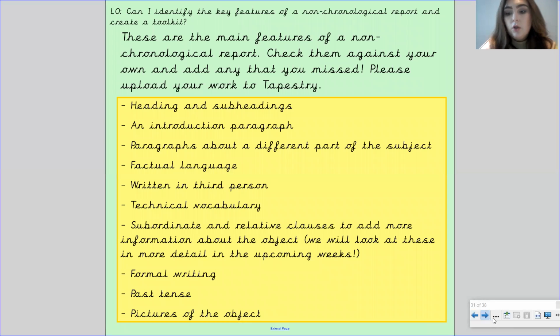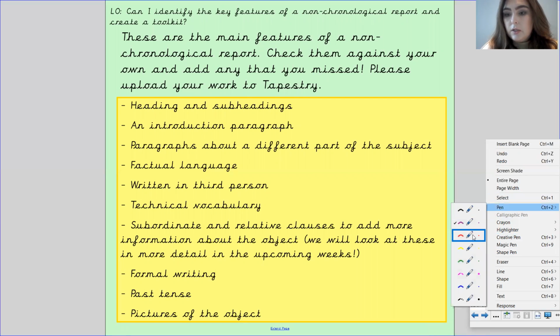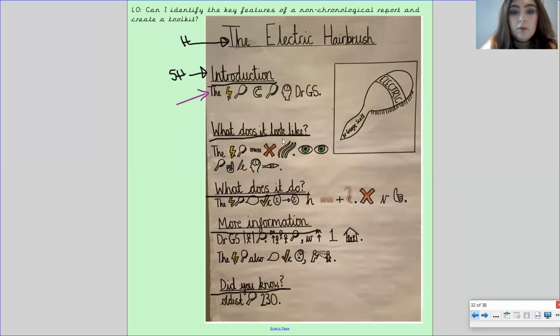We then use different paragraphs to talk about the different parts of our subject. So we've got 1, 2, 3, 4, 5 different paragraphs, and they are split by leaving a line in between each one because that shows that it is a different paragraph.